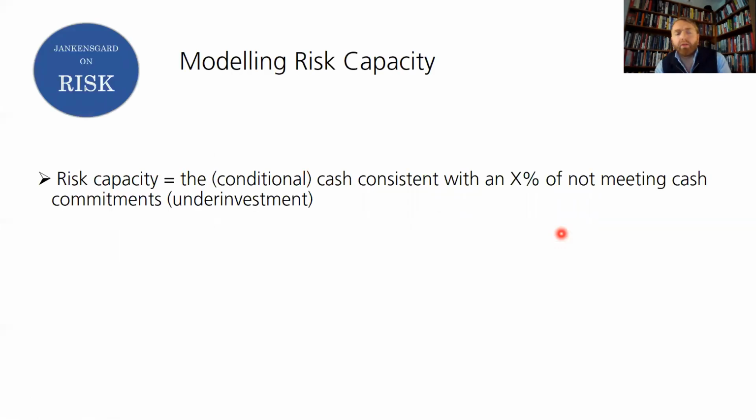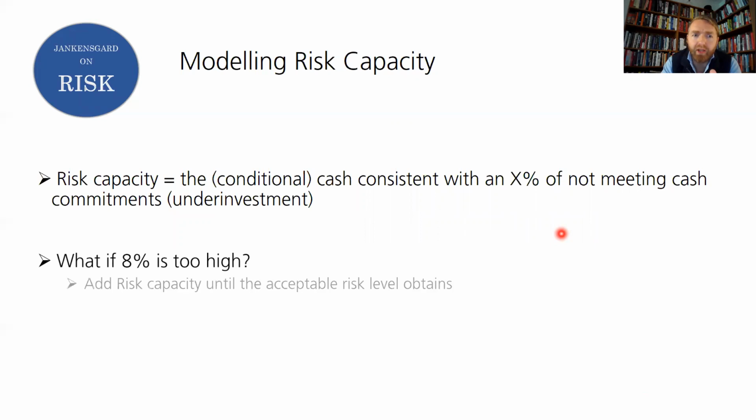So coming back then to the definition of risk capacity, it's a conditional cash, which is what we're analyzing here, consistent with a certain probability of not meeting cash commitments, which has the interpretation here as underinvestment. So what if this 8% is too high? Then we find, maybe these are very good projects and it would be a terrible consequence if we had to cut back on it. Well, we would try to add risk capacity then, so that we get a more acceptable probability of that happening.